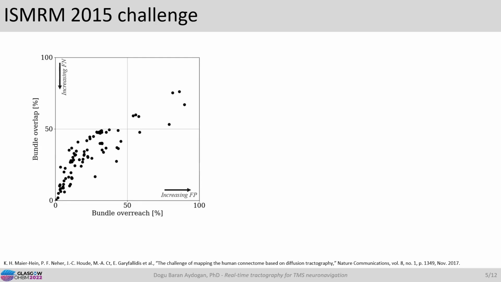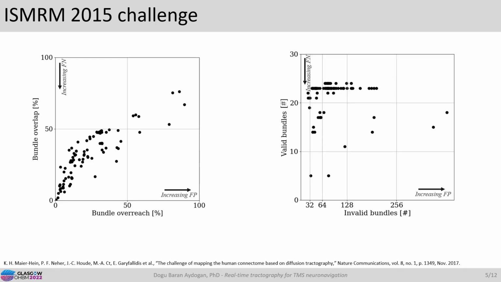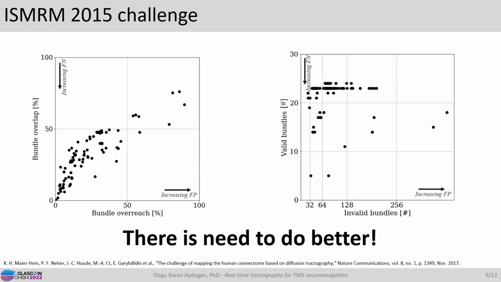So on average, on individual fiber bundle level, large portions of the bundles were found to be missing. And when they looked at the number of fiber bundle clusters, many groups submitted results that had far bigger than 25 bundles, which were present in the ground truth. The conclusion is tractography has big limitations and there is need to do better. To address this need, we have actually been working on our own tractography algorithm during the past few years.